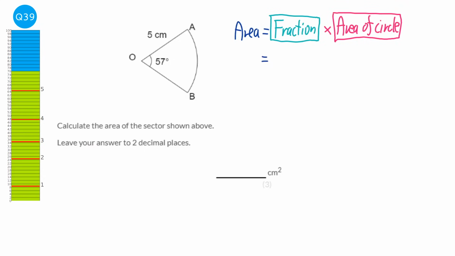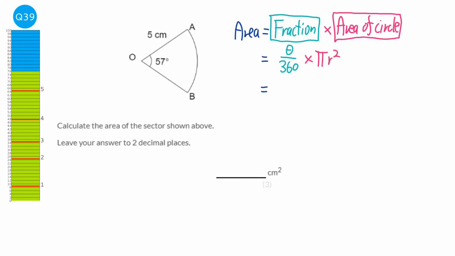So to work out the fraction of the circle we have, we get the angle that we have in the sector, and we divide that by the total amount of angles in a circle, which is 360. Then we times that by the area of a circle, so pi r squared.